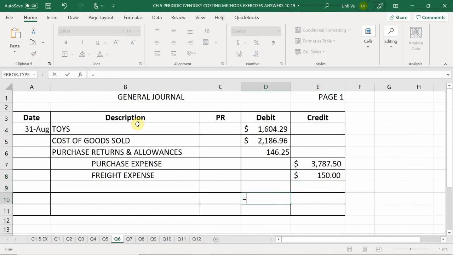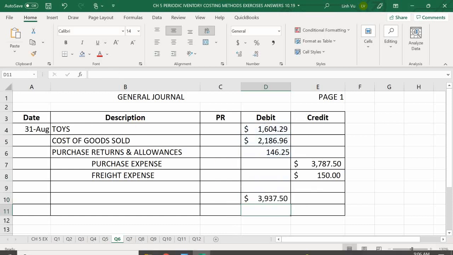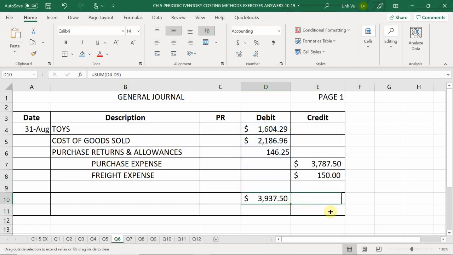So again, before I can continue on, I need to ensure that my total debits match my total credits. In this case, I have a total of 3,937.50 on the left, and I have a total of 3,937.50 on the right. Okay? Remember, when we're looking at the purchase expense, we're looking at the full original value that I originally purchased my entire inventory for. All right. Good. Any questions so far? No. Okay.